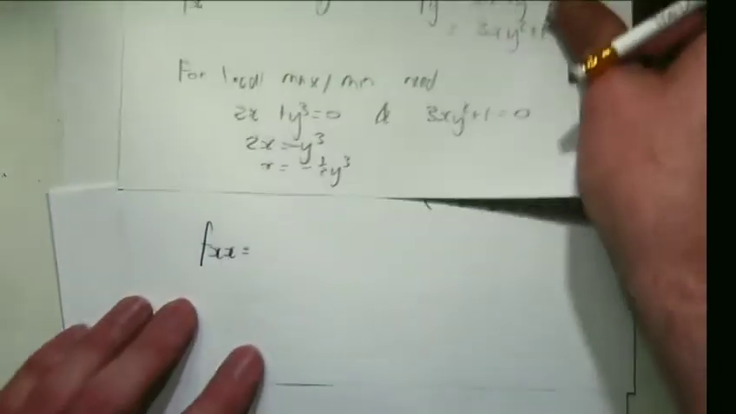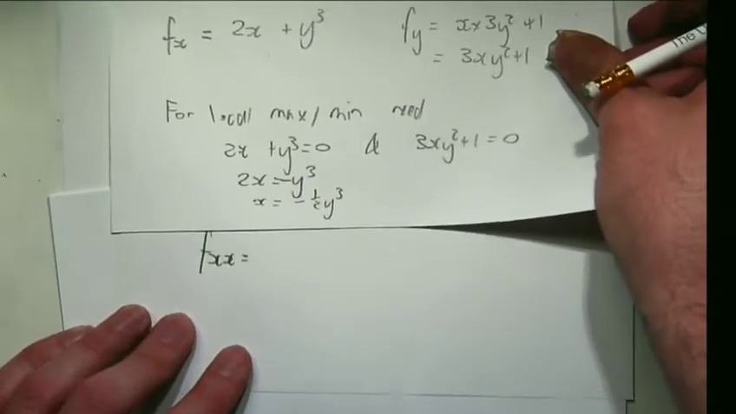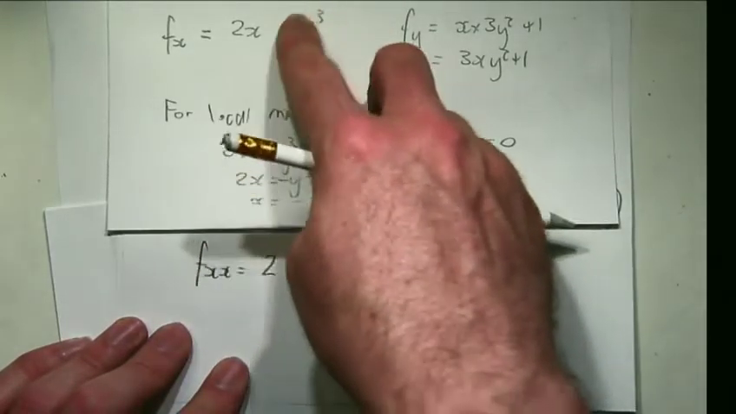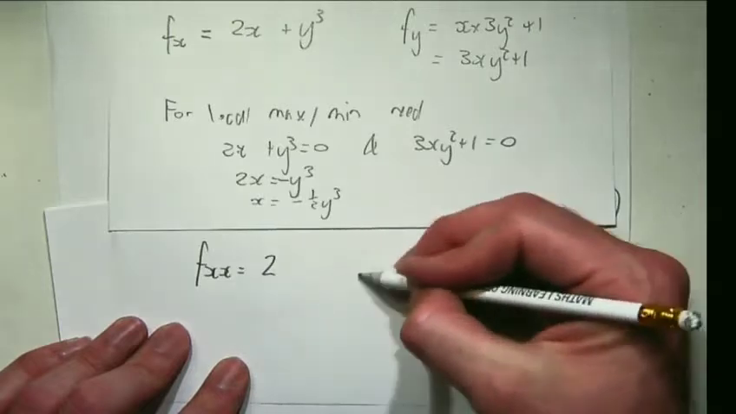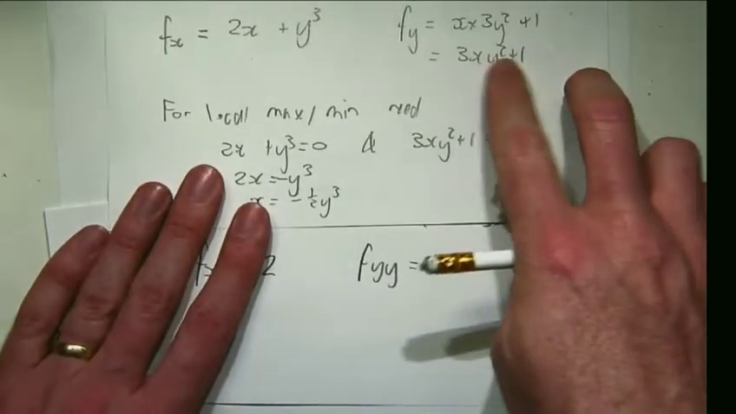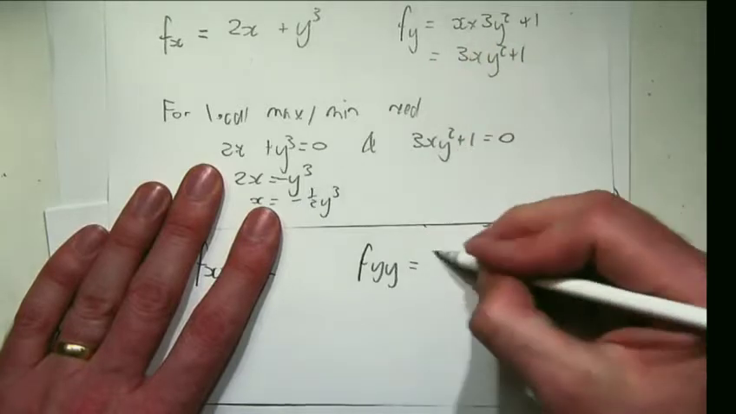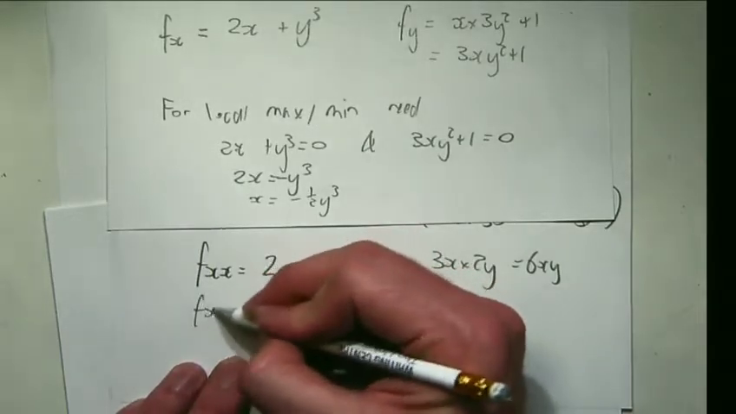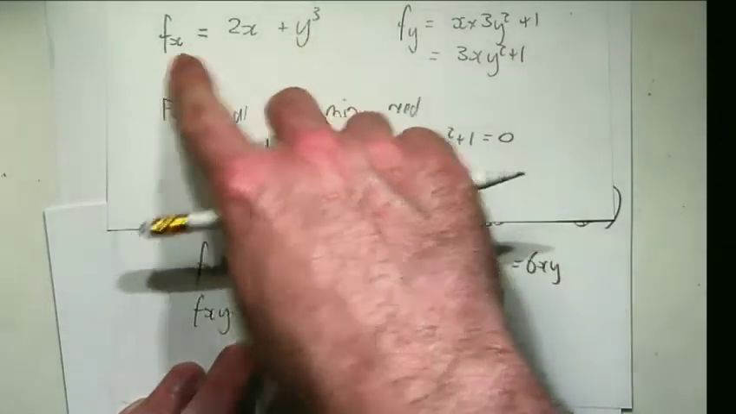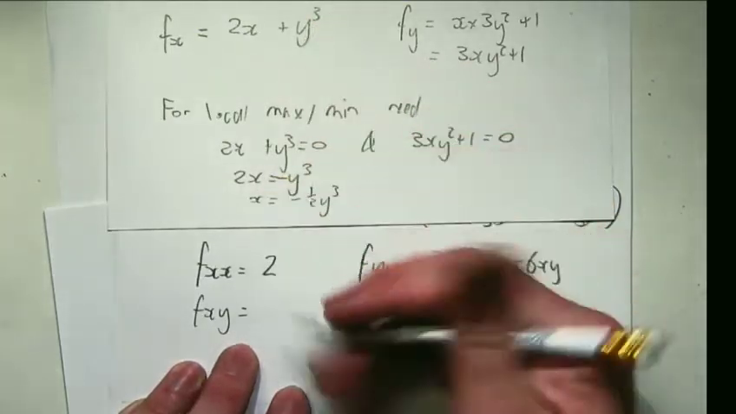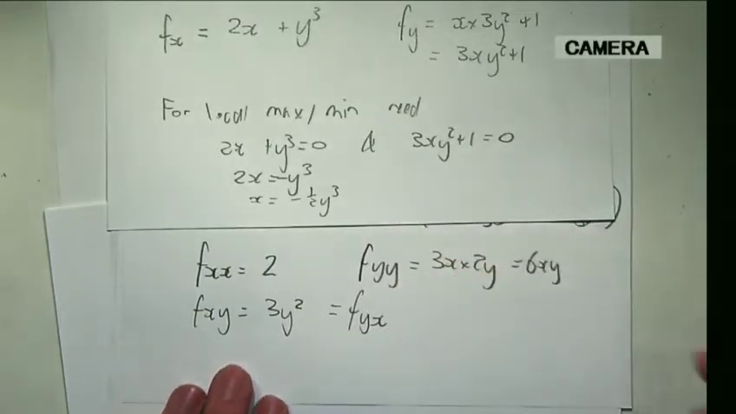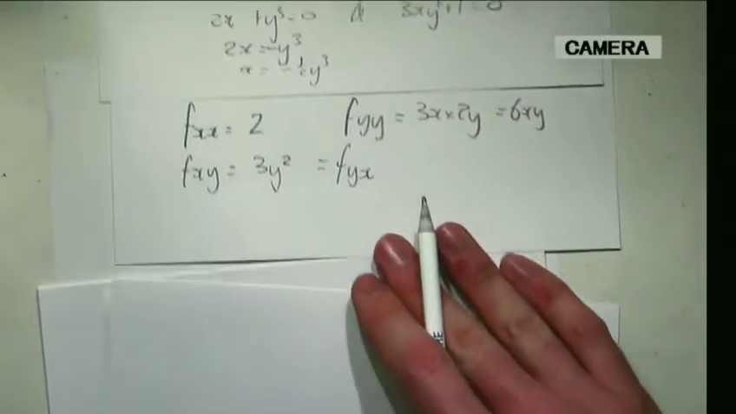fxx, I should take my original fx, which was 2x plus y cubed. So I differentiate with respect to x, I get 2, because that goes to 0. Fyy, the 1 will go away, 3x is a constant, so that's 6xy. fxy, I can take the fx and differentiate it with respect to y, so I'll get 3y squared. And that will be the same as fyx. And so now I need to figure out what they are at that point.